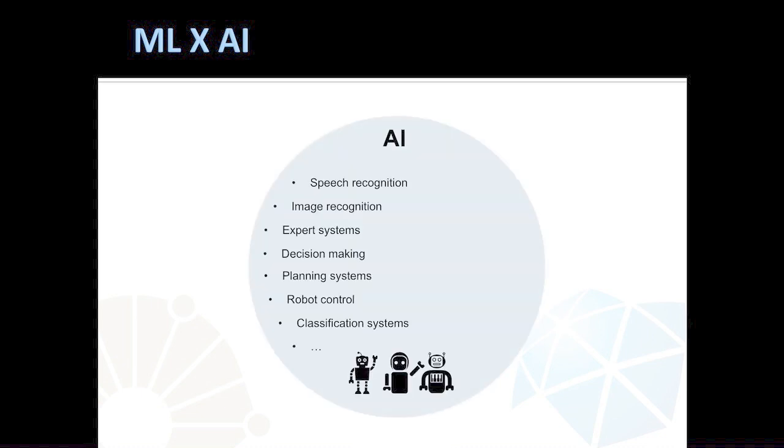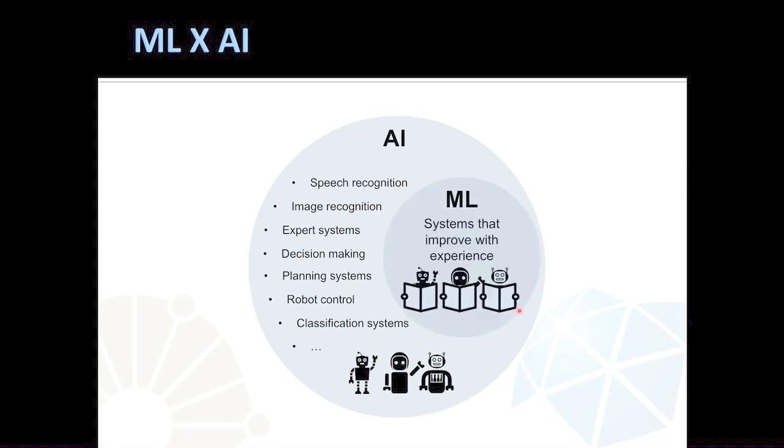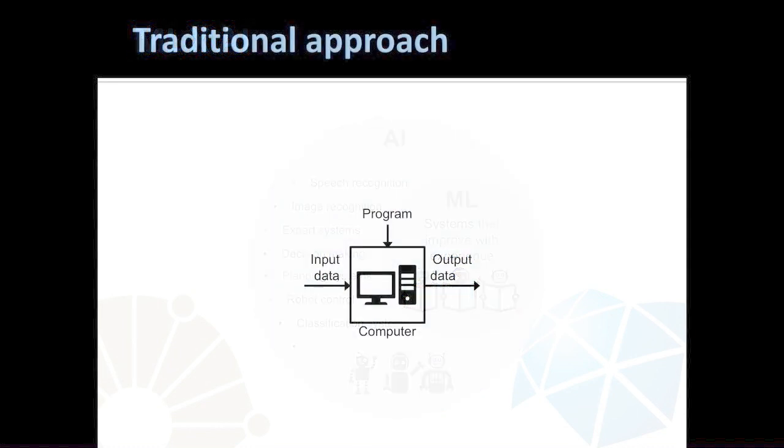How exactly does machine learning relate to artificial intelligence? Let's consider the set of all possible AI systems, those related to speech recognition, image recognition, expert systems, and so on. We can understand machine learning as a subset of these systems. Machine learning is related only to those systems that improve with experience.